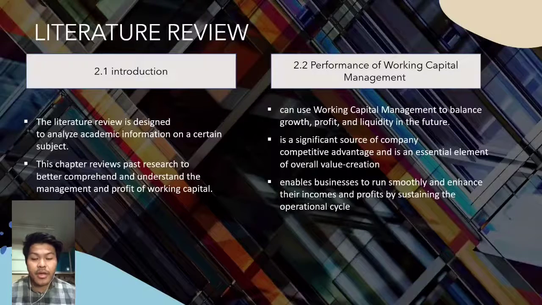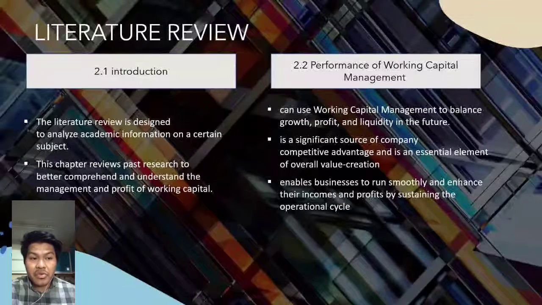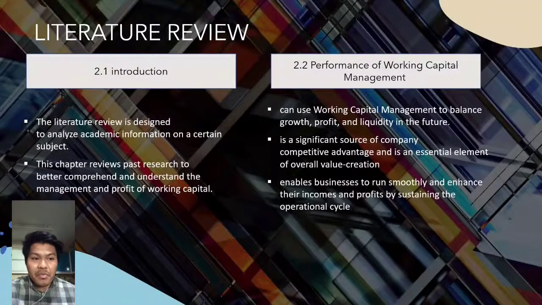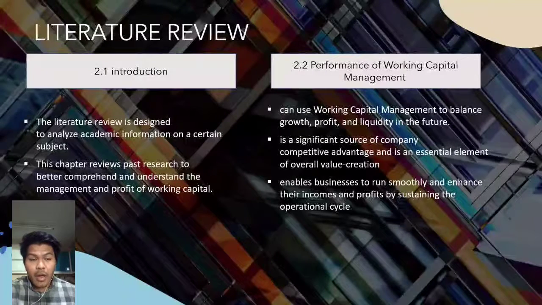For the introduction of the literature review, the literature review is designed to analyze academic information on a certain subject. These chapters review past research to better comprehend the management and profit of working capital. Next is the performance of working capital management. It is a significant source of company competitive advantage and an essential element of overall value creation. It enables businesses to run smoothly and enhance their incomes and profits by sustaining the operational cycle.